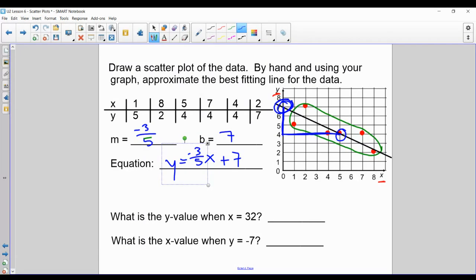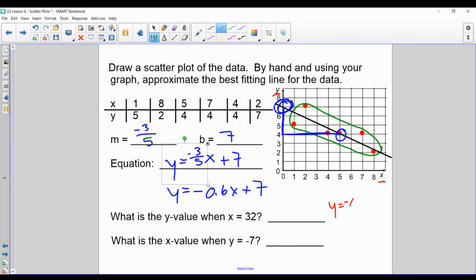Okay, I could, if I wanted to, also change my slope to a decimal, so I could write y equals -0.6 x plus 7. So now we're going to use that line of best fit to be able to extrapolate some information. So what is the y value when x equals 32? Well, we're just going to plug in.